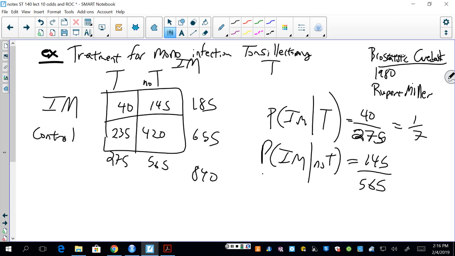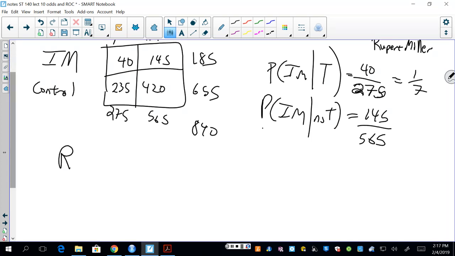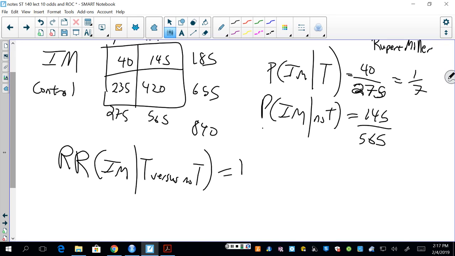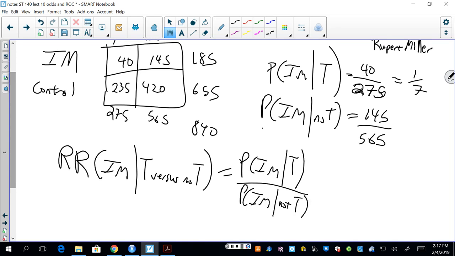So what's the relative risk of mononucleosis among these two groups? So the relative risk of infectious mononucleosis among the T versus no T would be the probability of one of these over the probability of that given they're not having that. So it would be the 40 over 275, which you could calculate on your calculator as one number, and then 145 out of 565 as the other number.